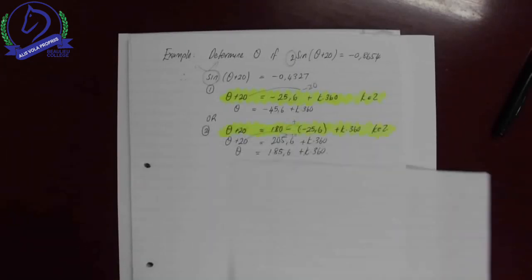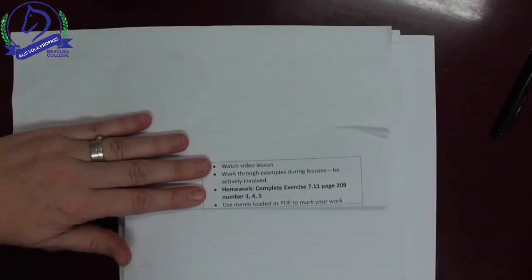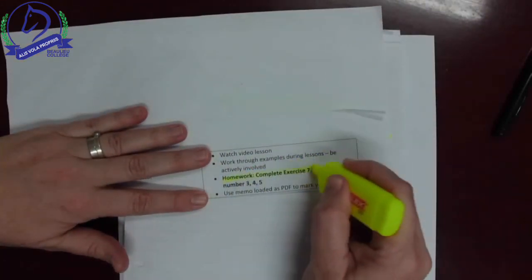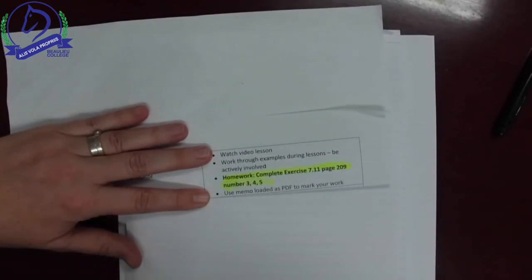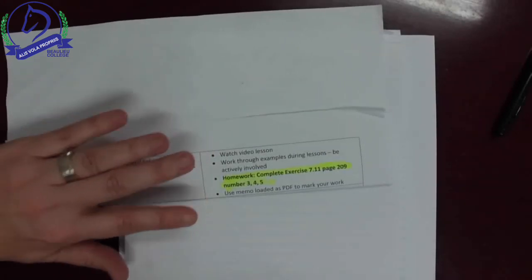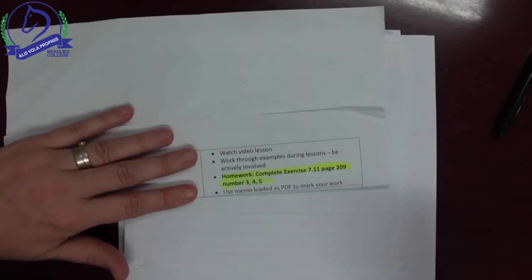All right. So the homework for these questions are in your textbook. Other than the homework for the special angles, I gave you those extra questions. Your homework then for tomorrow, Thursday, is exercise 7.11, number 3, 4, and 5, plus those 3 additional questions that you had to do for the special angles section. Okay.